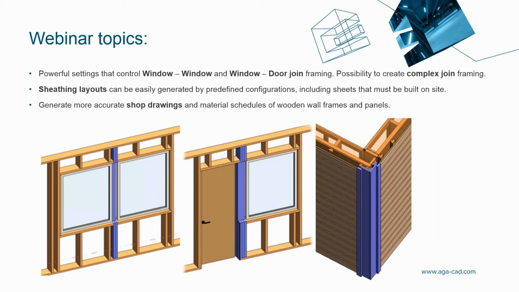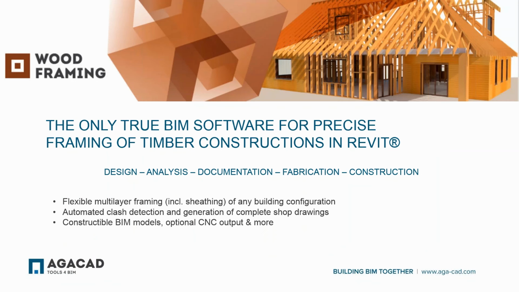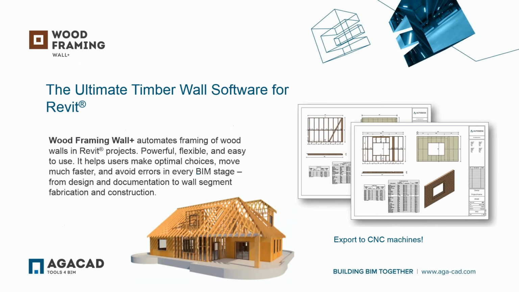At the same time, I will show how to control window or window door joins. Then we will make sheeting layouts, and in the end we will make shop drawings for all our framed wall panels. All the frames which are created in the wall can later be exported even to a CNC machine. So we will make the total model using the flexible multi-layer framings. We will add the sheeting. At the same time, we will make shop drawings, and it can even be exported to a CNC machine if needed.